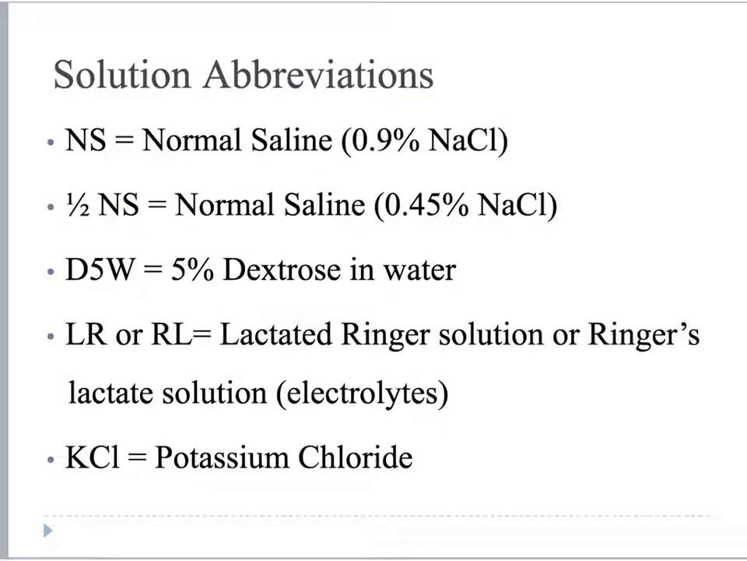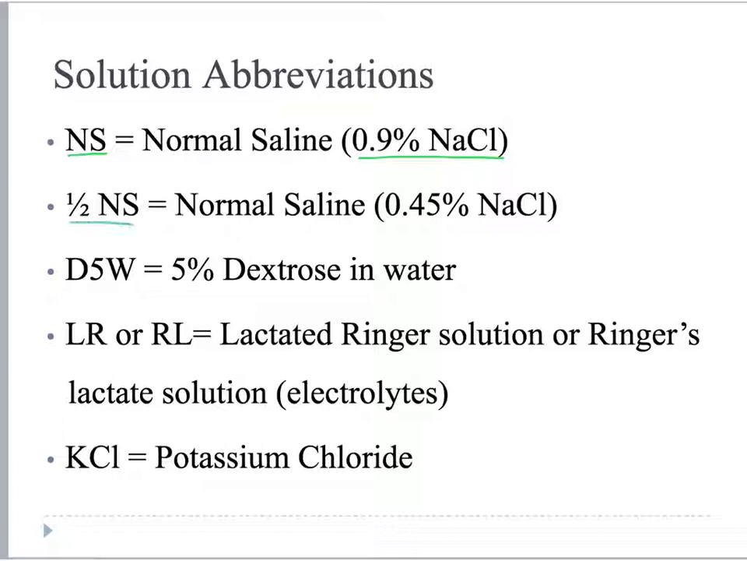There are different solutions that are used with IV, and the most common one is probably normal saline. So our abbreviation for normal saline is NS, and normal saline is 0.9% sodium chloride. So 0.9% means that we're looking at less than 1% sodium chloride, or less than 1% salt in that solution. So normal saline is just water and salt mixed together, which makes that saltwater solution or normal saline. And again, that concentration is 0.9%.